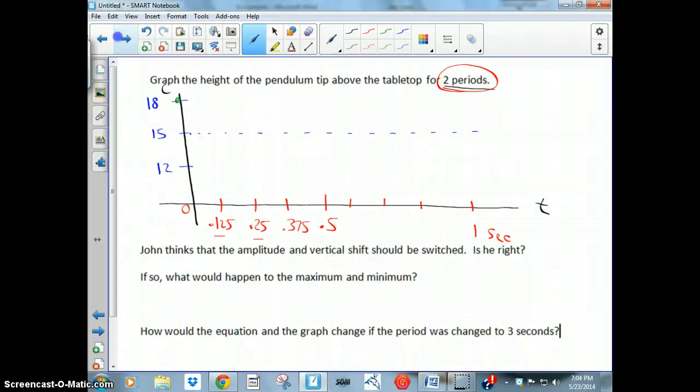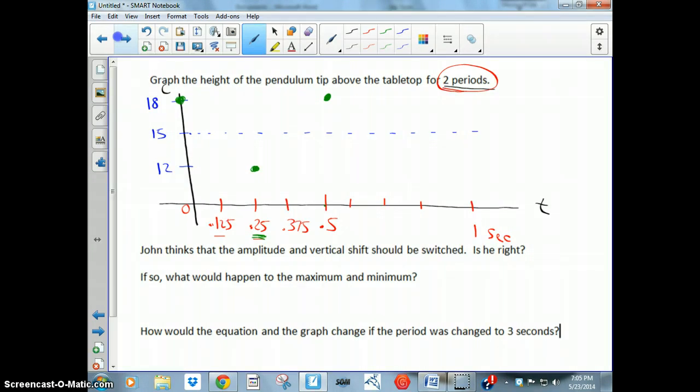At 0, I'm at the maximum. It starts at 18. That means my metronome is straight up and down. Well, if it starts at the max, it ends the cycle at the max, which is at 0.5 because that's our period. How about halfway in between? Halfway in between, we're at 0.25. That's when we're at the minimum. That would be a height of 12 centimeters.